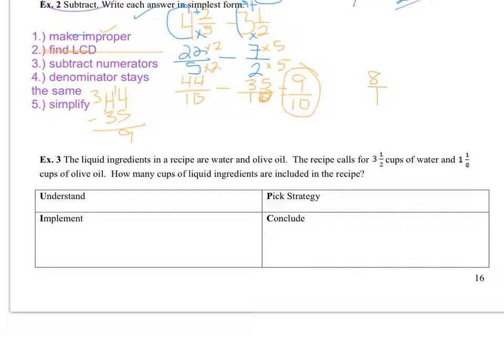Alright, let's read through our U-Pick question. The liquid ingredients in a recipe are water and olive oil. The recipe calls for 3 1/2 cups of water and 1/8 cup of olive oil. How many cups of liquid ingredients are included in the recipe? So understanding means to repeat the question, and it says how many cups total are in your recipe. So I want you to tell me, pick a strategy. Are we going to add or subtract?